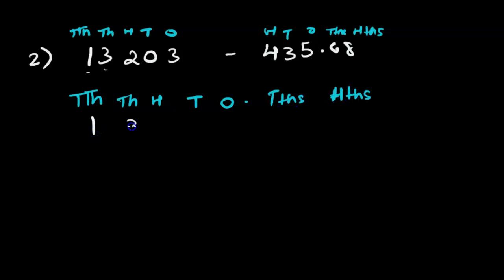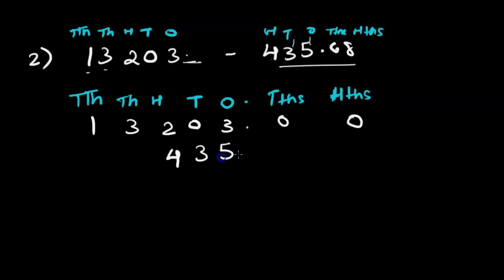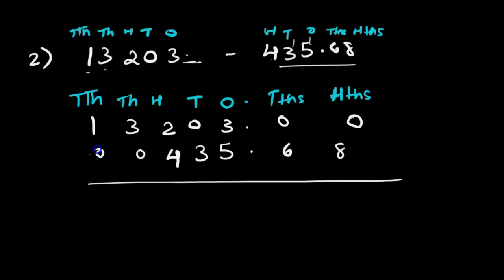Here we have 13203. Decimal we have nothing here, so we put decimal 00. Here we have 4 under hundredths place, so put 4 under hundreds place, 3 under tens place, 5 under ones place, decimal 68. Empty spaces we can fill up with zeros. We are subtracting it. Now we see that we cannot take away 8 from 0, so we would do regrouping.